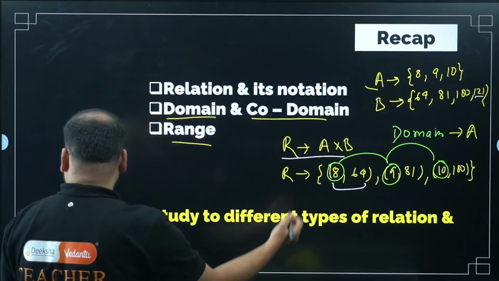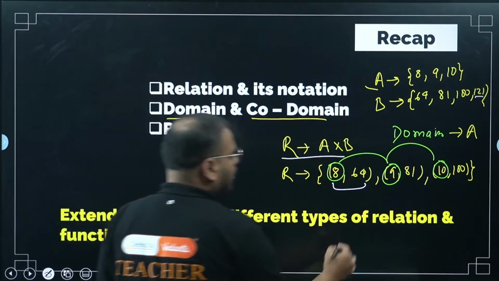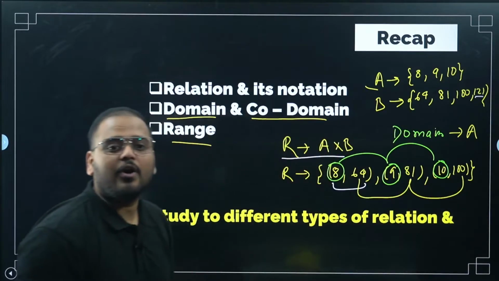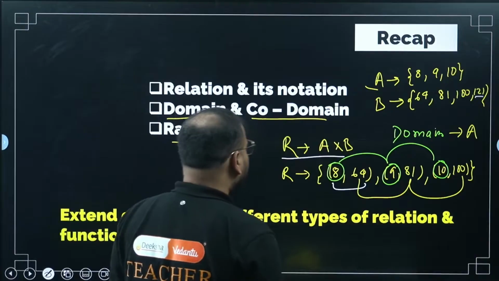What about the second elements in the coordinate pairs? These are 64, 81 and 100. What is this called as?